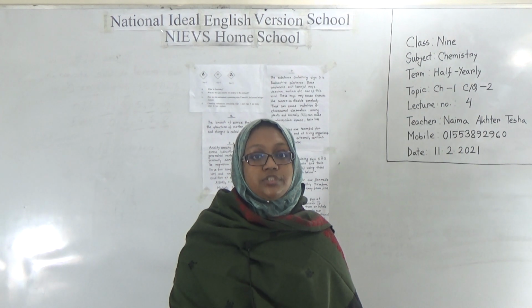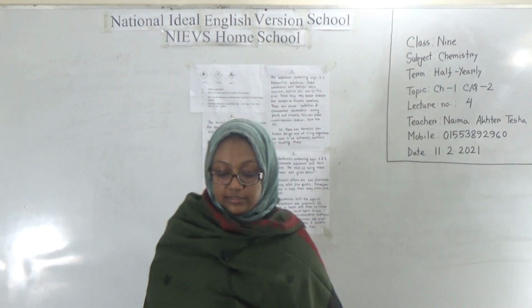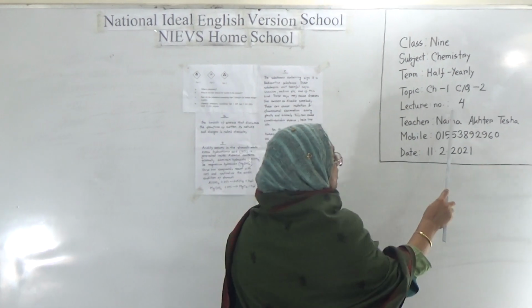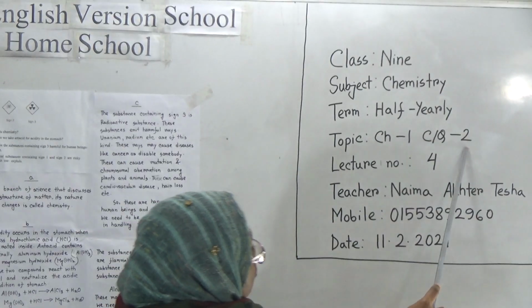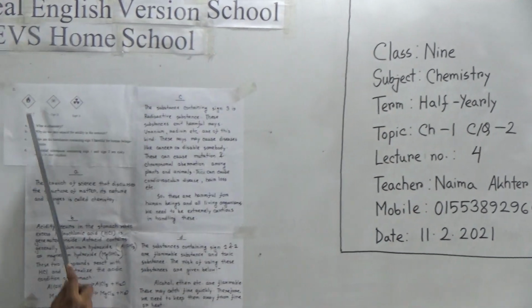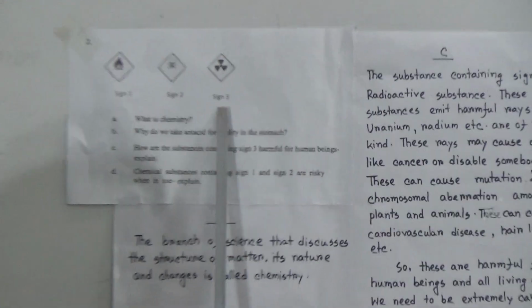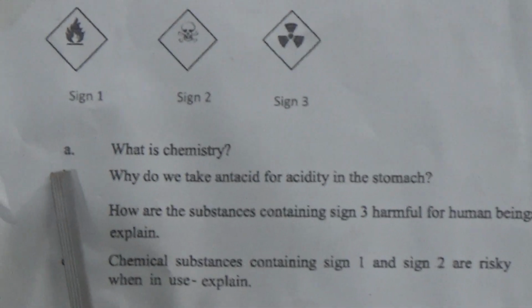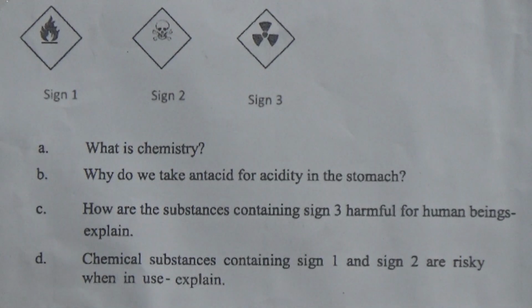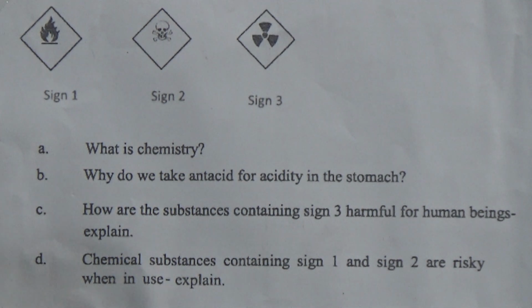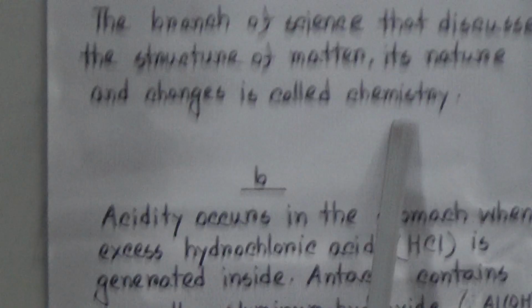Today I am going to take class 9 chemistry class based on creative question. Let's start our class. Dear students, it's our lecture number 4 and today our topic is chapter 1 creative question 2. Let's see the question. Here 3 signs are given. Sign 1, sign 2 and sign 3. Now our first question, what is chemistry? The branch of science that discusses the structure of matter, its nature and changes is called chemistry.